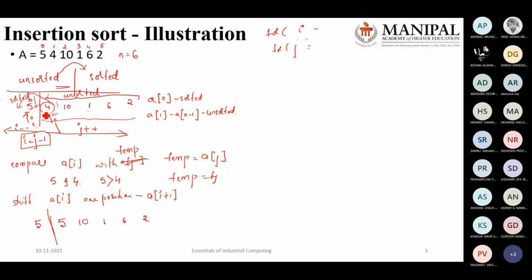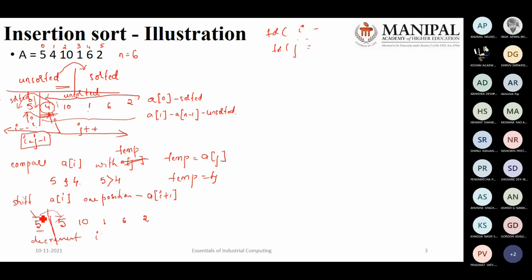5 and 4 have to be swapped. But here there is no concept of directly swapping. Instead, you are shifting this 5 here. When you are shifting this 5, it is actually a duplicate entry. 5 will be there in the original place, plus the copy of it will be kept in a of i plus 1. So now it is 5, 5, 10, 1, 6, 2. After doing this much, you have to decrement i. Okay, you have to decrement i.